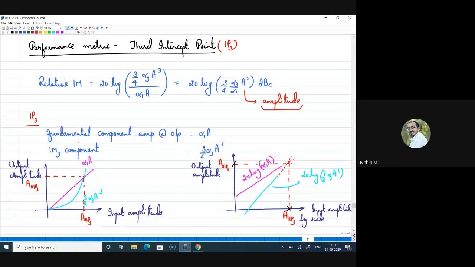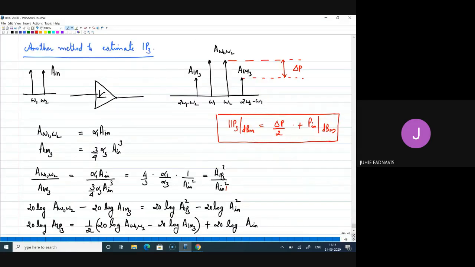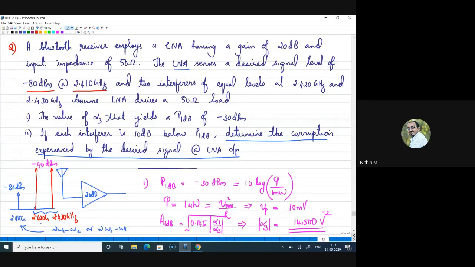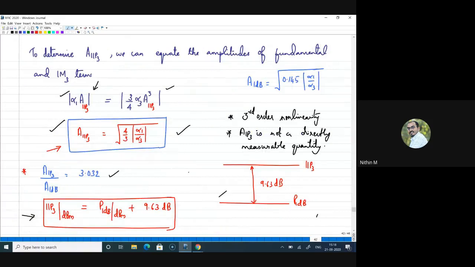Sir, in the formula you just showed, we are still depending on P in dBm, right? So that is similar to the relative IM measure that we had taken. Yes, that is very true. This is a relative measure, and here we want the input power level. No, I'm just giving this as another method. I'm not telling you this way is better than the other way. The other way, in the sense I was telling about the limitation.